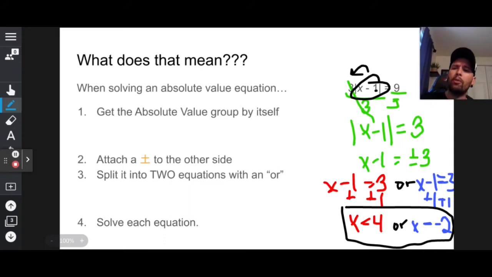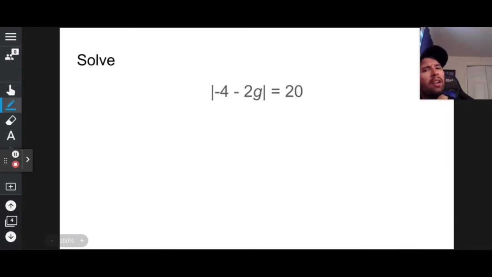So isolate the absolute value. Get rid of the absolute value. Attach a plus or minus to the right, and then split it into two equations and solve each of them. Don't forget the or in the middle. It is a lot of steps, but I shall guide you.